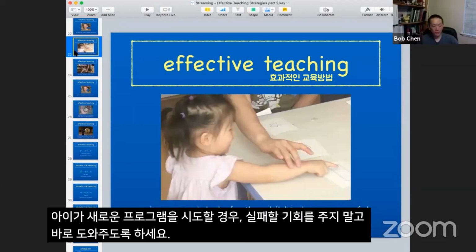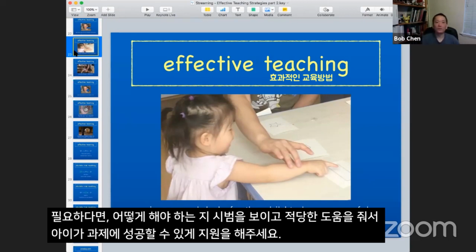When the child is performing the task, if it's a new task, don't let them get it wrong. Help them, okay? Show them how to do it. Provide enough support so they can be successful at the task you're having them do.